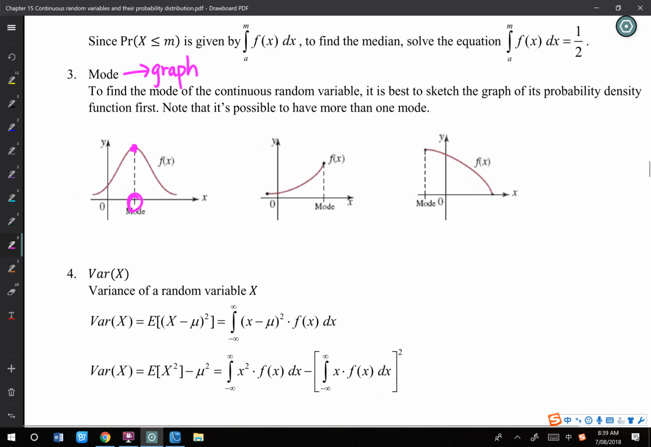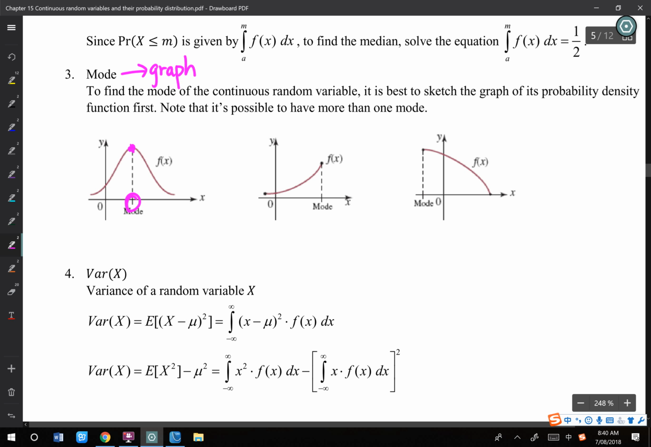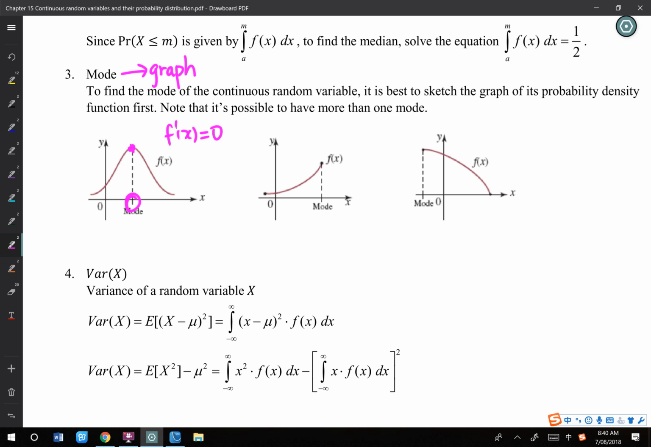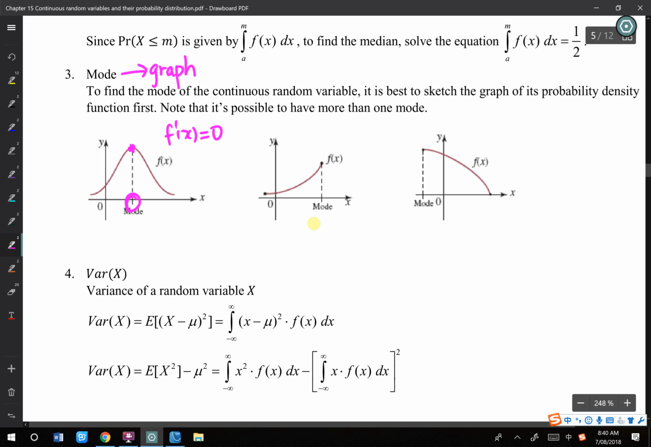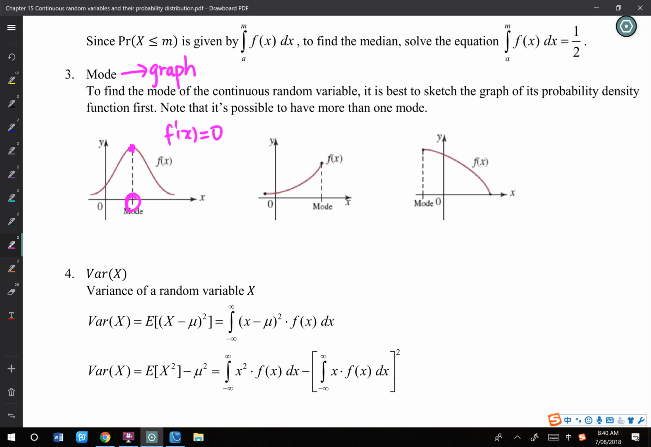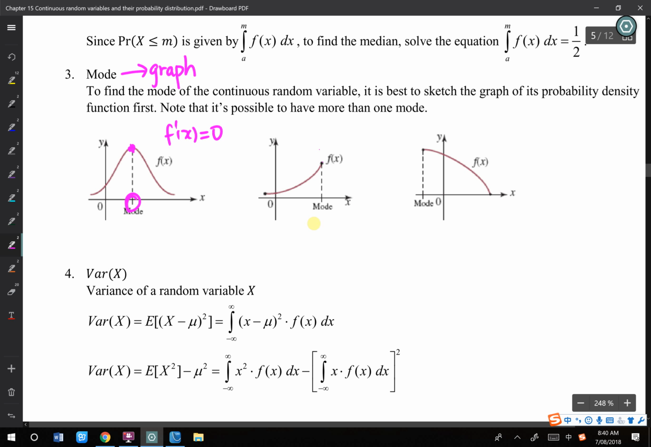If this one has a turning point, I can find f'(x) equals 0. If you see the graph, I need to find f'(x) equals 0, use derivative to find the maximum. But for this one, the graph is just strictly increasing, so I don't need to find the derivative. This is the highest point, then the x value is the mode. Same as this one, this is a strictly decreasing function, so the left hand side point is the mode.